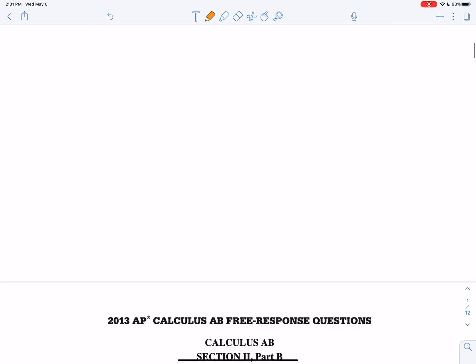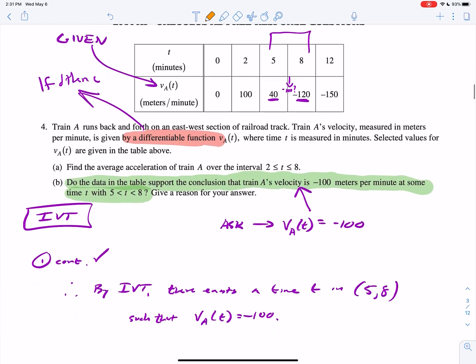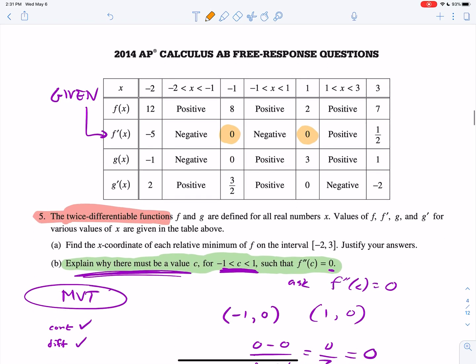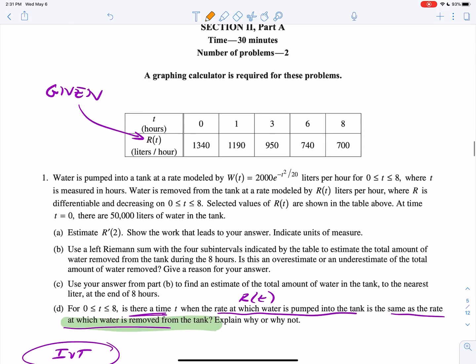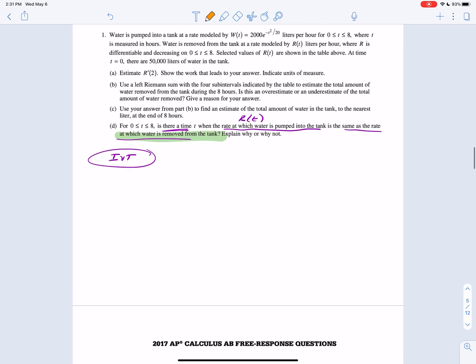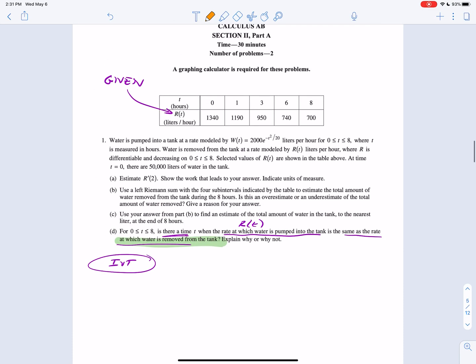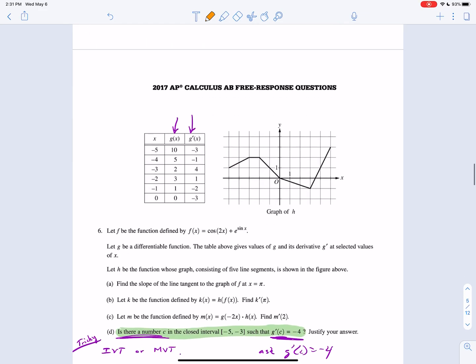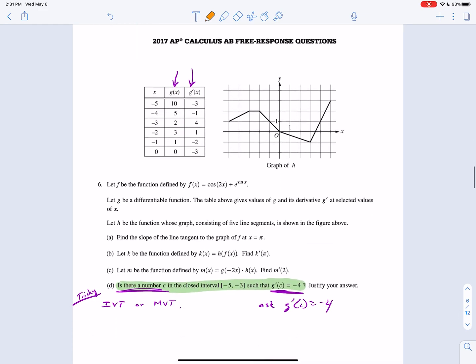Let's do some IVTs. I'm going to move on. Now that I'm looking at this, I want you guys to stick with the pattern. It is IVT here, but I'll talk about that. Actually, you could just watch the video there, okay?